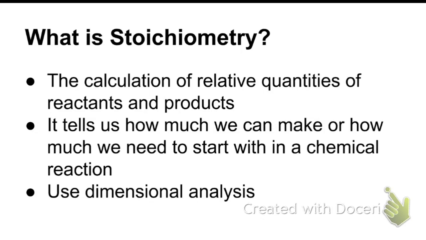What it's really telling us is how much we can make or how much we need to start with in a chemical reaction. Because if we're trying to make something, we don't want to just start with infinite quantities and hope that we get the amount we needed. Especially if you're working in a big company that's making these things, you can't just make lots and hope it works out. So we're going to use dimensional analysis and some of the stuff we've already learned in chemistry to figure out how much we can make or how much we need to start with. That's all these problems are going to be.